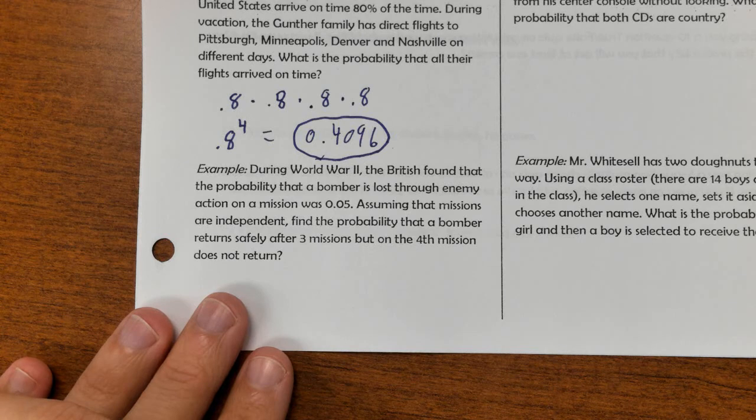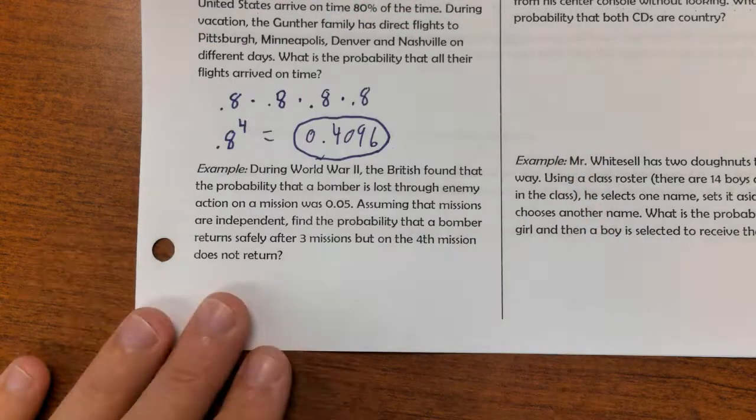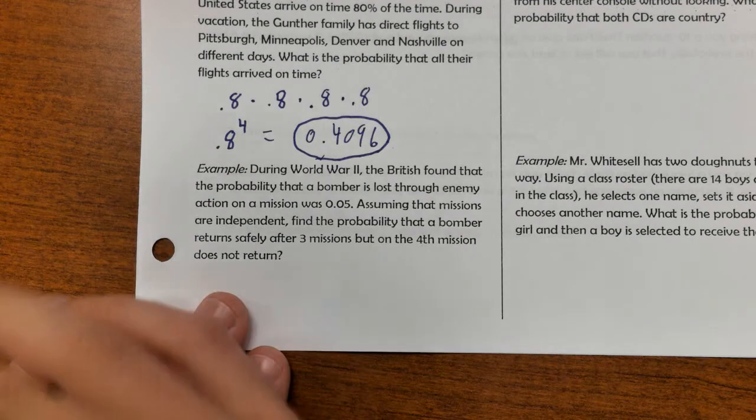All right, so it says during World War II, the British found that the probability that a bomber is lost through enemy action on a mission is 0.05. Okay, only 5% chance of that happening. Assuming that missions are independent, find the probability that a bomber returns safely after 3 missions, but on the 4th does not return. Well, again, the way that I always do this is I just take it one scenario at a time, one mission at a time.